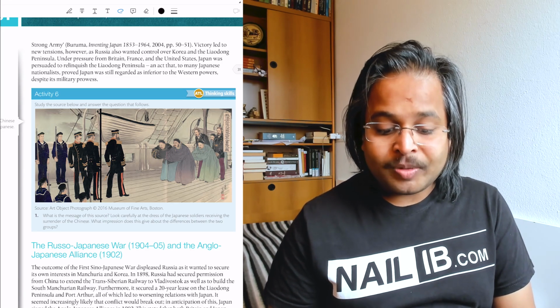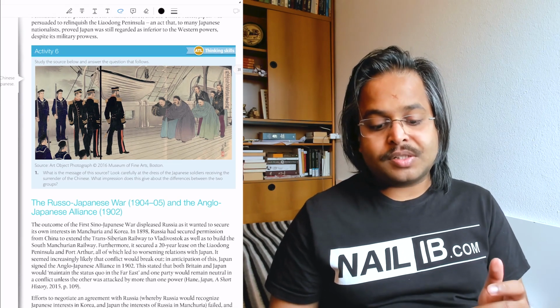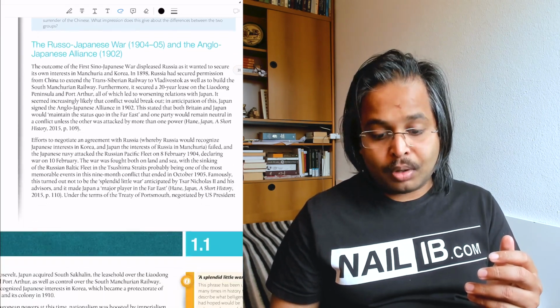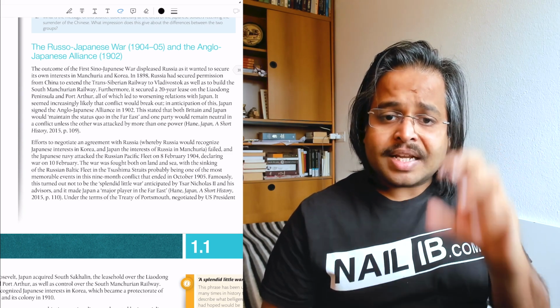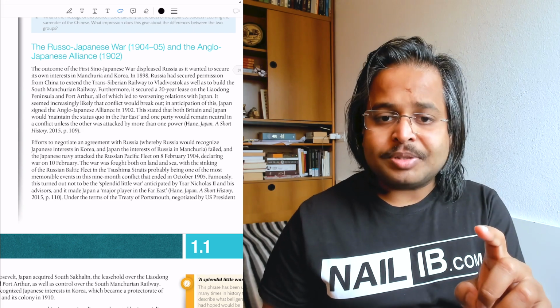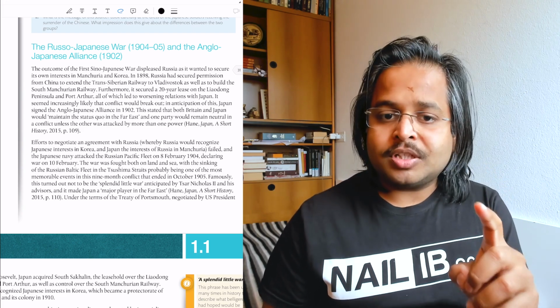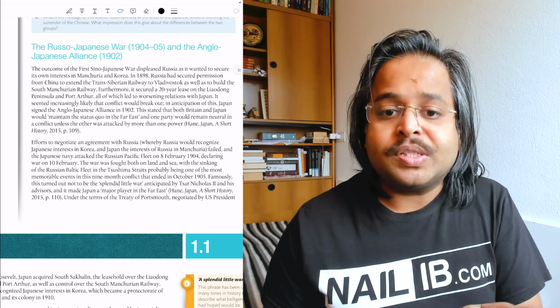An act that so many Japanese nationalists proved Japan was still regarded as inferior to the Western powers despite its military prowess. So this kind of a whole idea that we got it and yet we had to give it up because some other countries asked for it. And the center of this problem, according to these Japanese nationalists, was not so much the countries that asked them to give it up, but was the country for whom this was done.